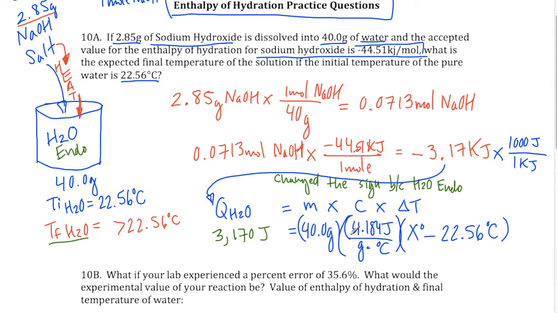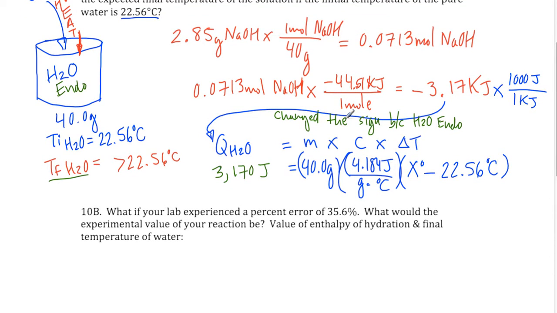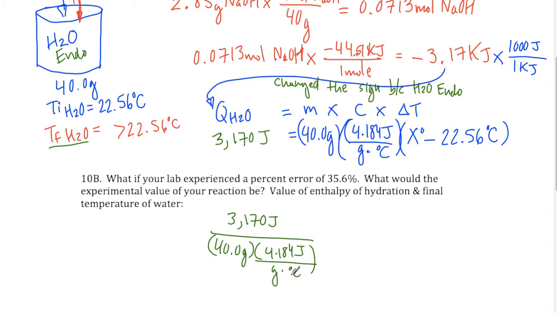Like that, okay? Now this becomes algebra from here on out. So to solve for x, I'm going to solve it down here because I ran out of room. I'll put 3,170 joules. I'll divide that by 40 grams, and I'll divide that by 4.184 joules per gram times degree C. That will equal x degrees C minus 22.56 degrees C.